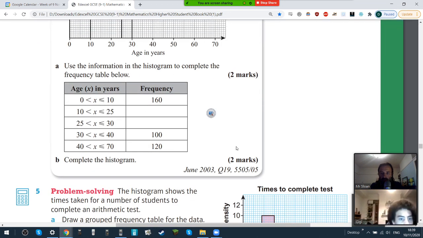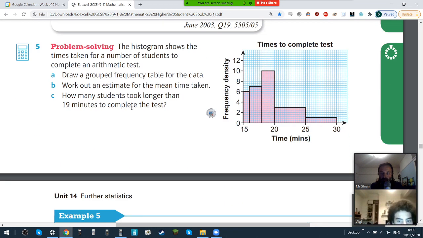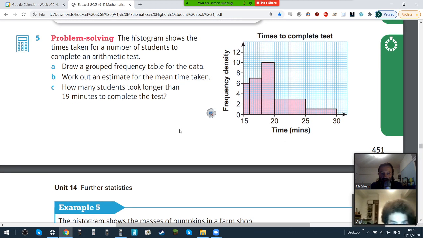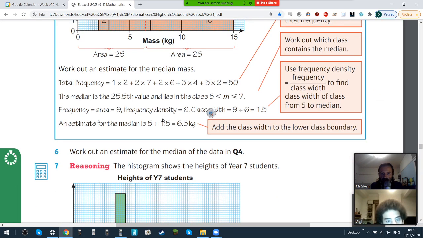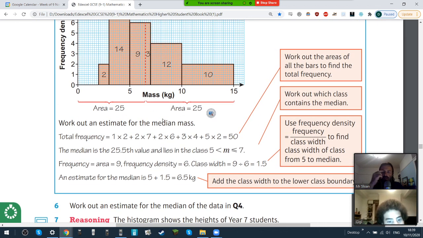I just want to see this median. Estimate the mean. Okay. Mean isn't too bad. How many students took longer than 19 minutes? That's similar. So median. We get the total frequency. The median is 25.5.